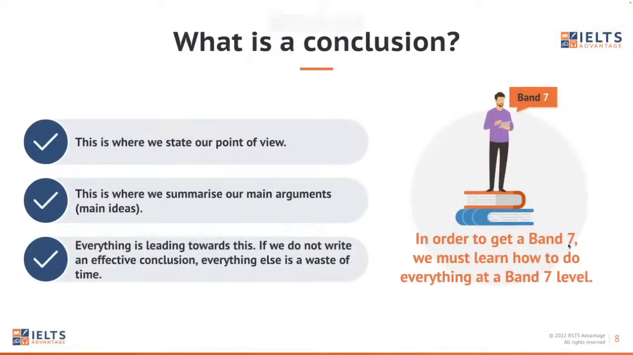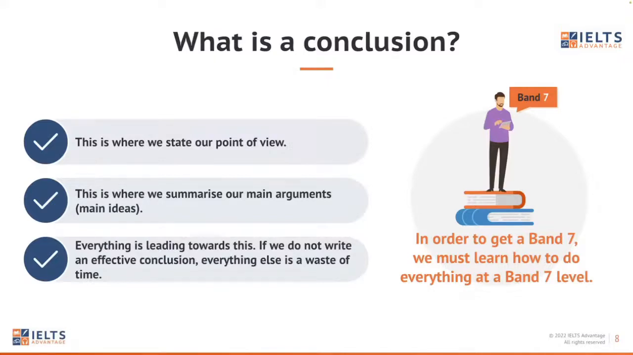In order to get a band 7, we must learn how to do everything at a band 7 level. So in order to get a band 7, everything needs to be at a band 7. Your introduction, your ideas, your main body paragraphs, your conclusion, your vocabulary, your grammar, your structure, your organization, your linking words must be at a band 7 level. That's the way it works.